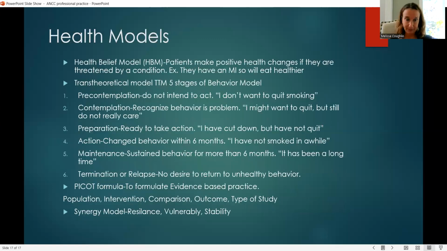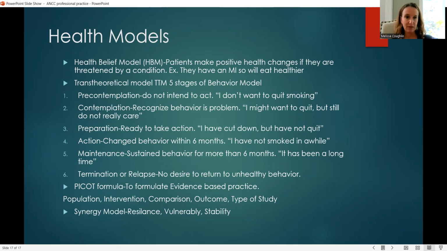Okay, and then you have all the health models. And this is not all of them, but ones that I've seen come up over and over again. The health belief model is that patients will make positive health changes if they're threatened by a condition, like perceived threat, or if you actually have a threat, like if they have an MI, and they then will eat healthier.